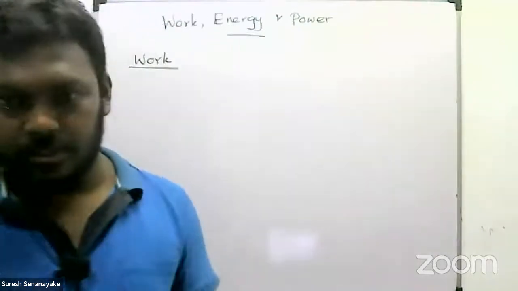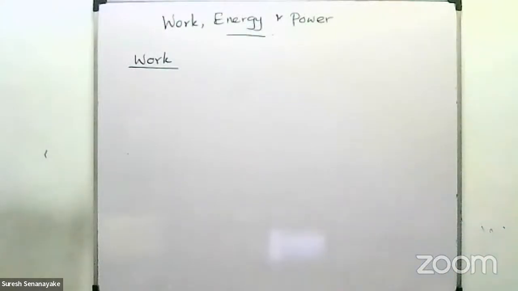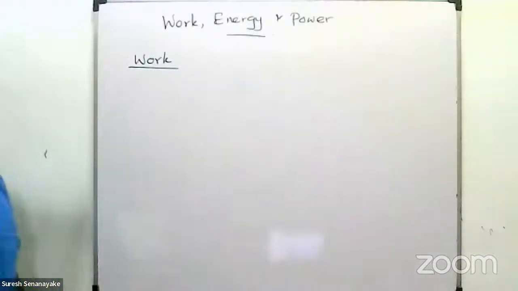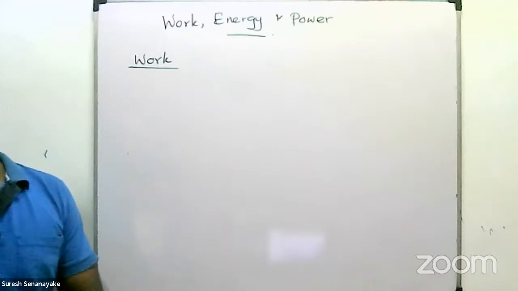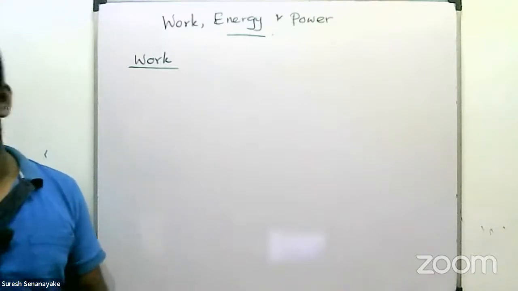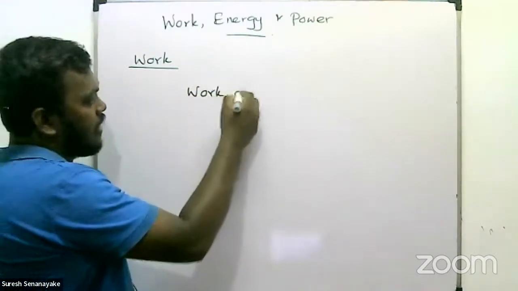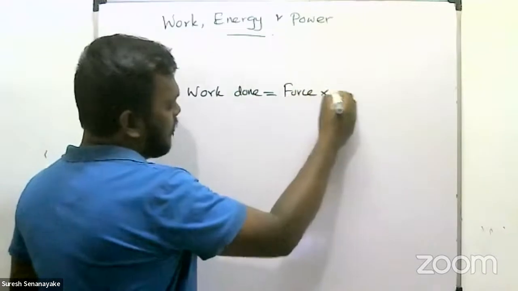Generally, we write this as an equation: force multiplied by the displacement, in the same direction, right? If the force is not in the direction of the displacement, you need to consider the component of the force along the direction of the displacement. So that is important. If not, it's wrong, right? Write the equation: work done is equal to the force multiplied by the displacement.